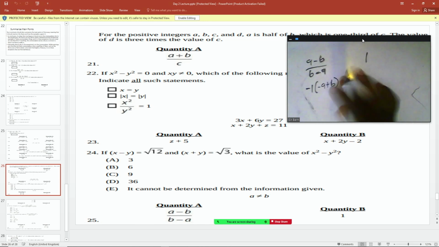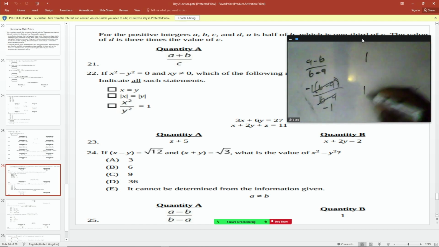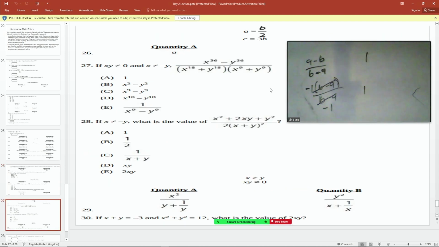Minus a plus b means b minus a, which is the same as the denominator, b minus a. So this can cancel this out. So quantity A is -1 comparing to 1. 1 is greater than -1, so quantity B is greater than quantity A. Moving on to question 26.